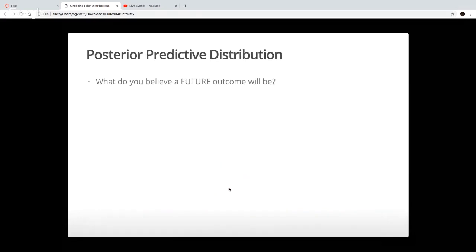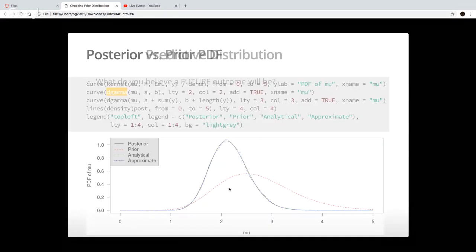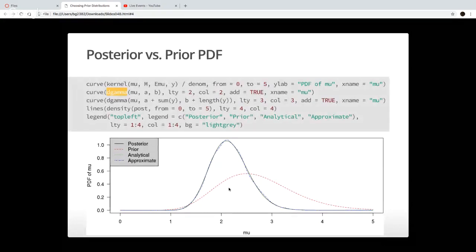Okay. So based on this information we have here, what do you believe about a future data point? Like if you were to go to a new apartment that you haven't been to yet and find out how many people live there, how would you describe your beliefs about that?